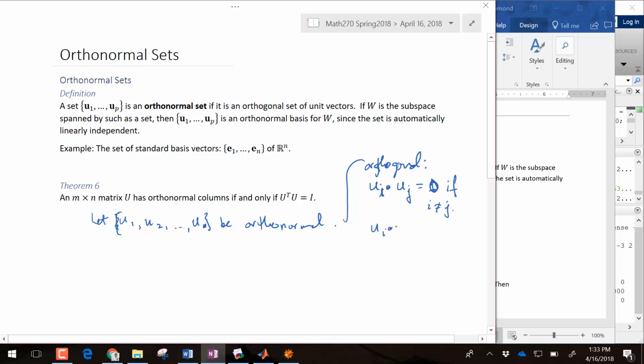So if UI is dotted with UI in general, do you remember what this is equal to? Remember what V dot V is equal to? It's the norm squared. In general, if you have an orthogonal set, the only property is that when you take the dot product of two vectors that are not the same, you get zero. If you take the dot product of two things that are the same, you get the magnitude squared. But if it's an orthonormal set, then UI dotted with UI is going to equal 1, because it's a unit vector.